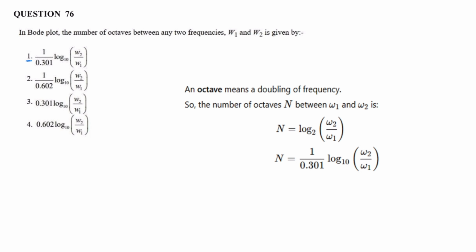Question number 76. In Bode plot, the number of octaves between any two frequencies W1 and W2 is given by n is equal to log 2 omega 1 by omega 2, or otherwise in terms of log 10, n is equal to 1 by 0.301 log 10 omega 2 by omega 1. So the correct answer is option 1.